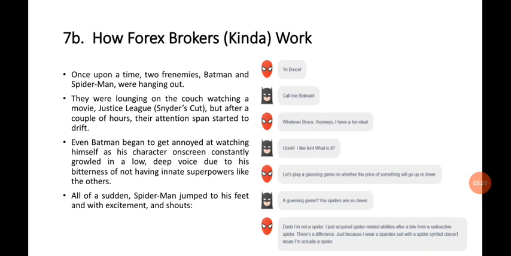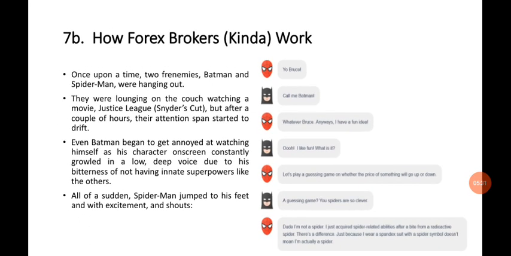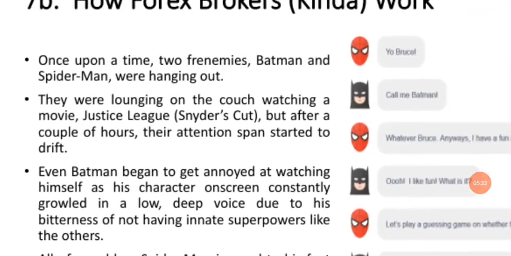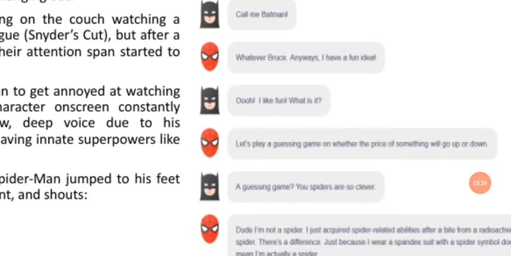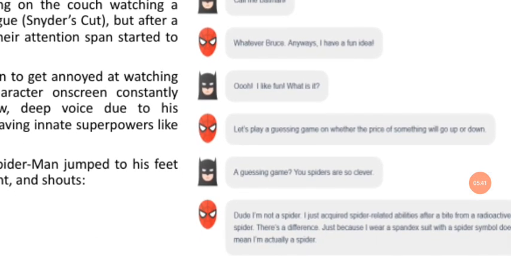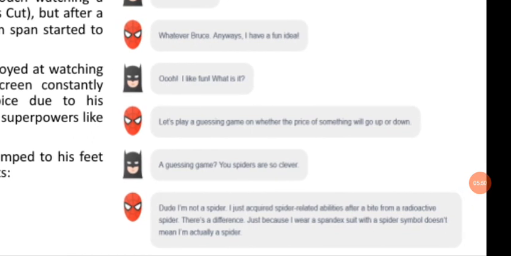All of a sudden, Spider-Man jumped to his feet with excitement and shouts, "Yo, Bruce!" "Call me Batman." "Whatever, Bruce. Anyways, I have a fun idea." "Oh, I like fun. What is this?" "Let's play a guessing game on whether the price of something will go up or down." "A guessing game? You spiders are so clever."